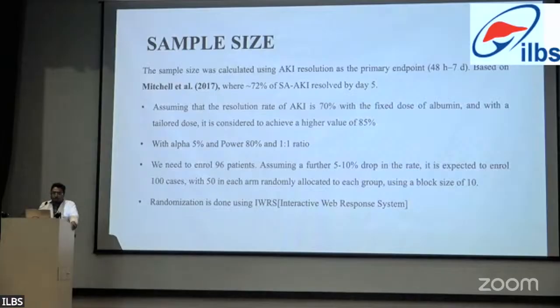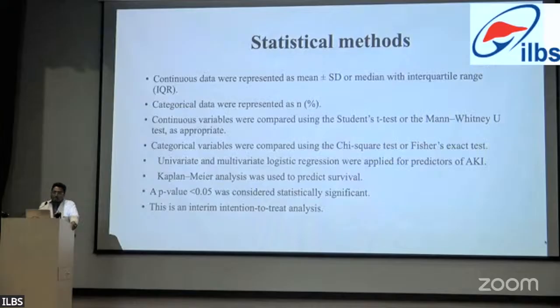Randomization was done using the IWRS system. Continuous data were represented as mean plus or minus standard deviation, and the median and interquartile range were also reported, with categorical data represented as n with the percentage. Univariate and multivariate logistic regression were applied for predictors of the AKI, and a p-value of less than 0.05 was considered statistically significant.